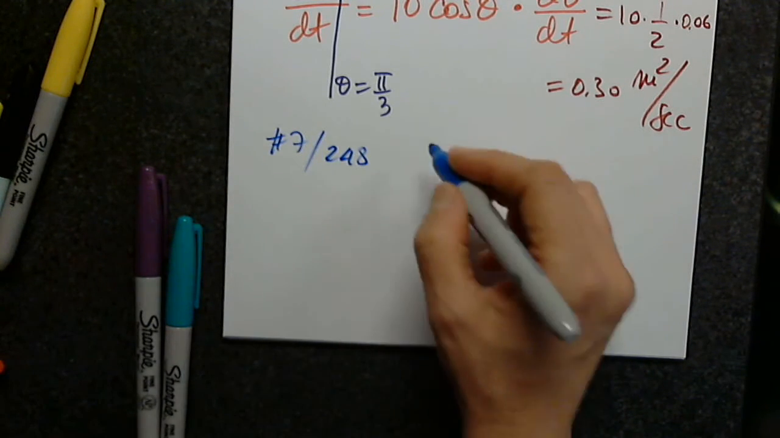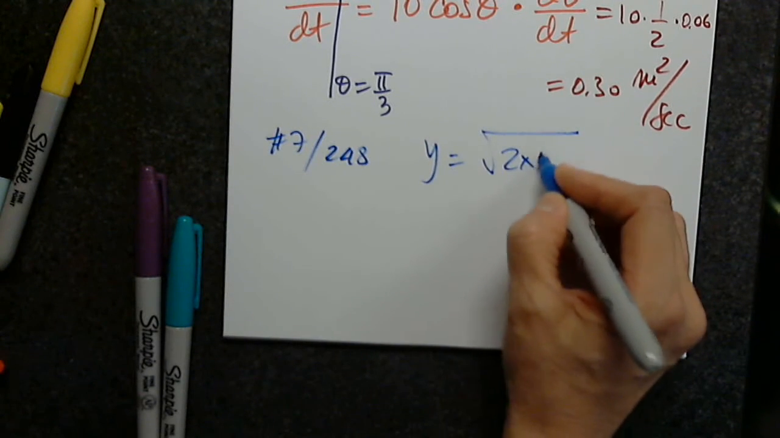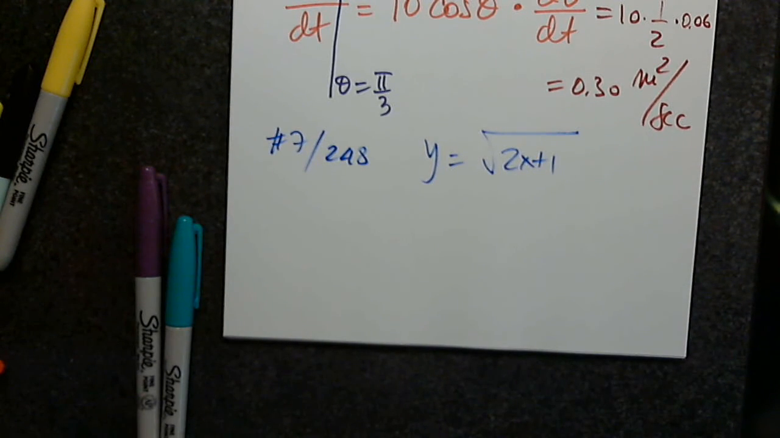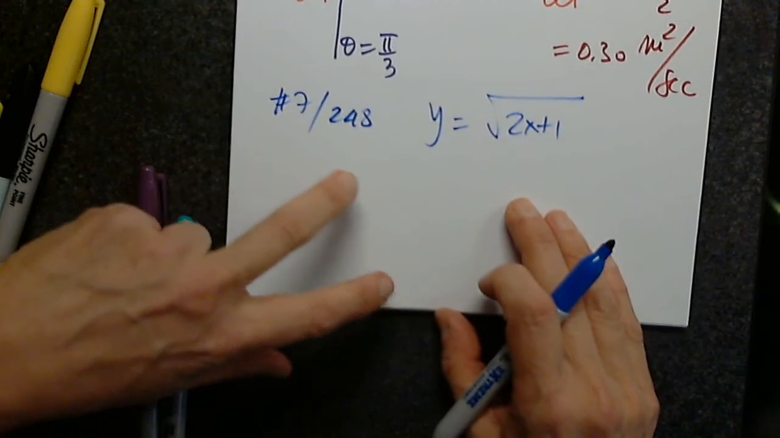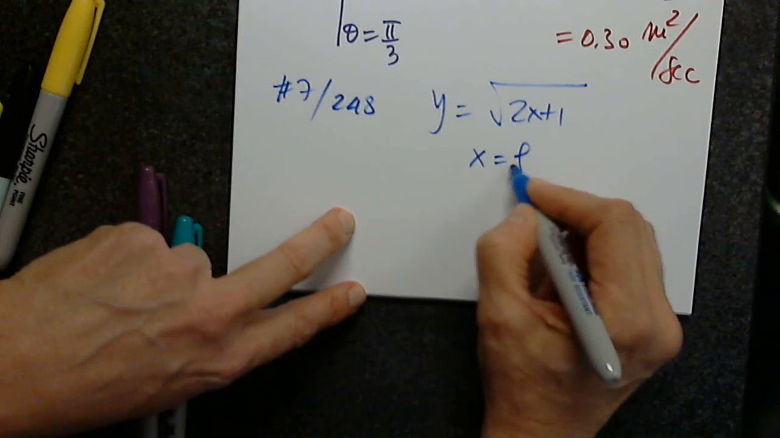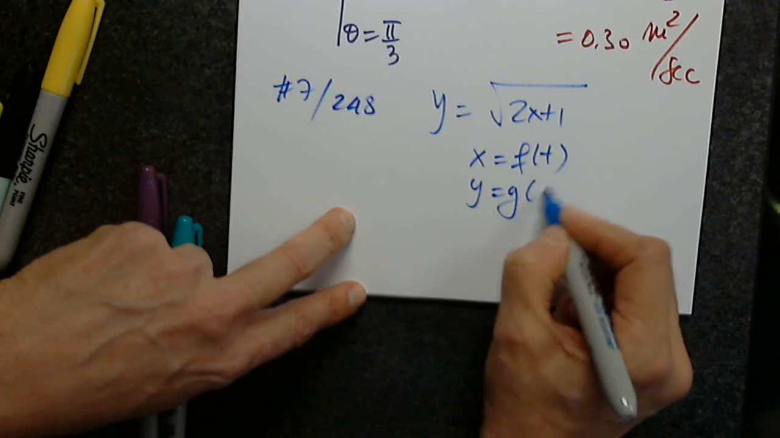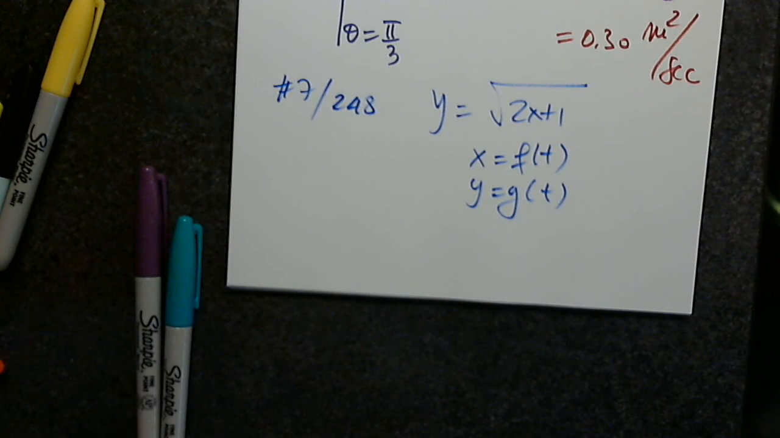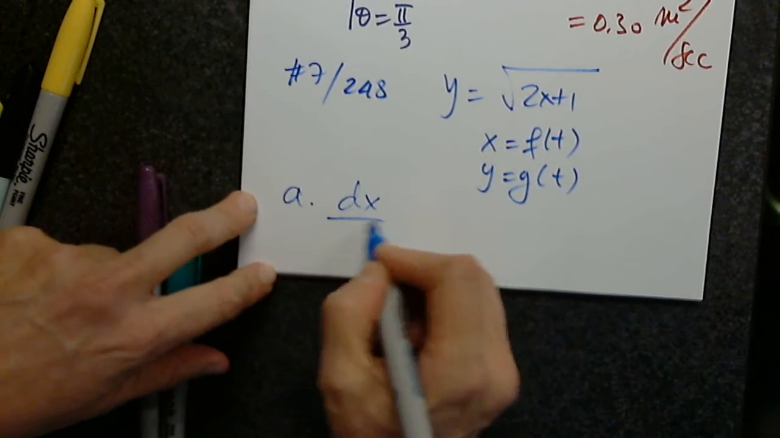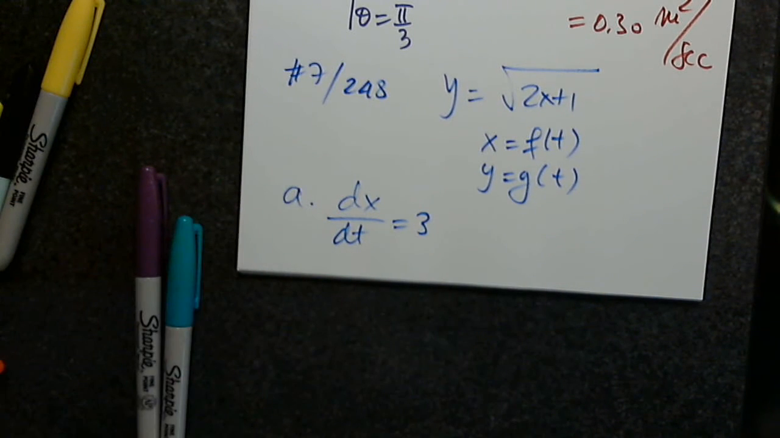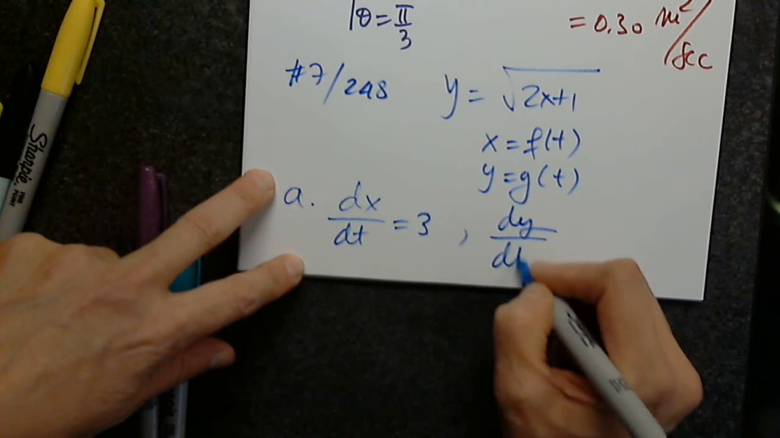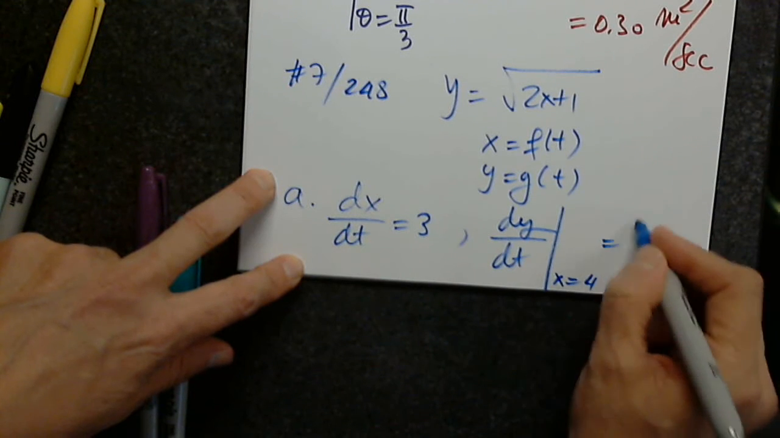Suppose y equals the square root of 2x plus 1, where x and y are functions of t. So I'll write myself a note. X is a function of t. Y is a different function of t. If dx over dt is 3, part A, find dy over dt when x equals 4.